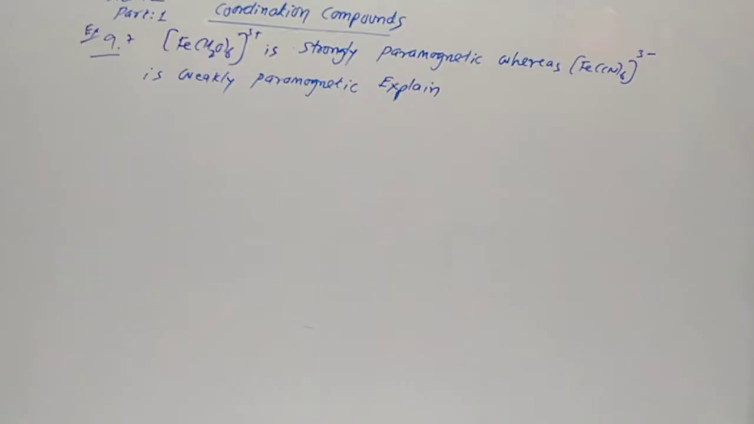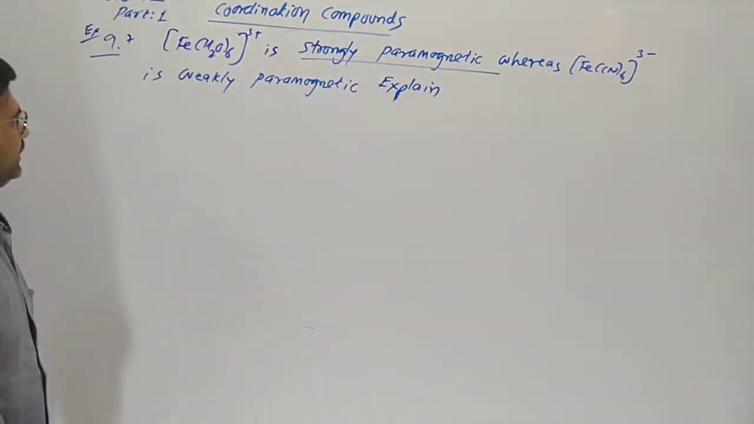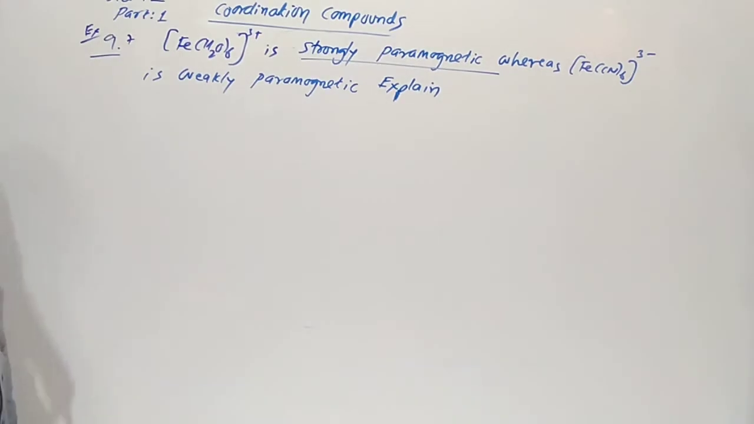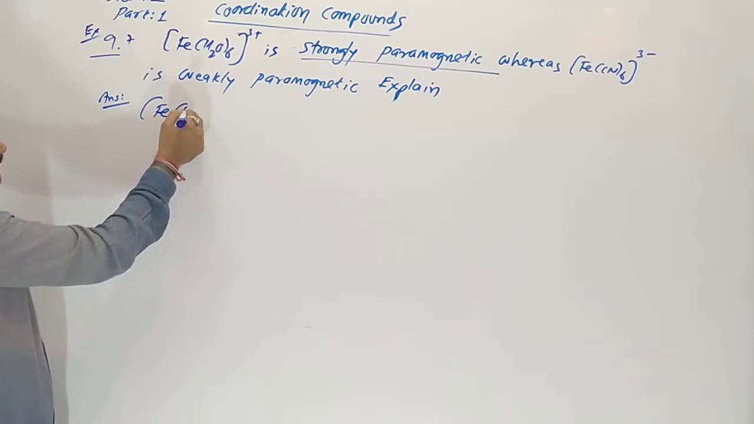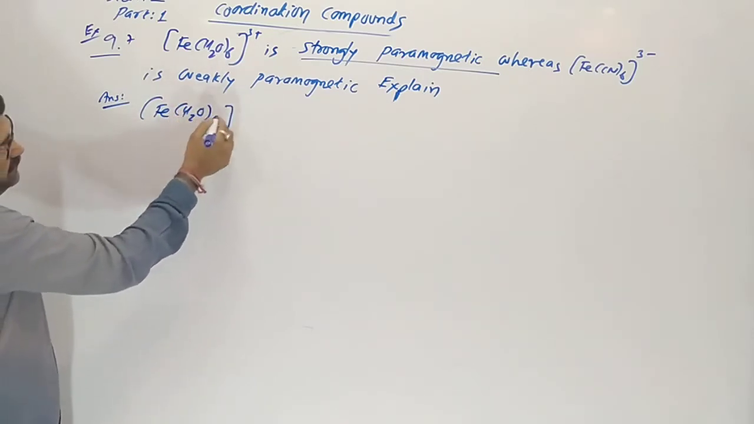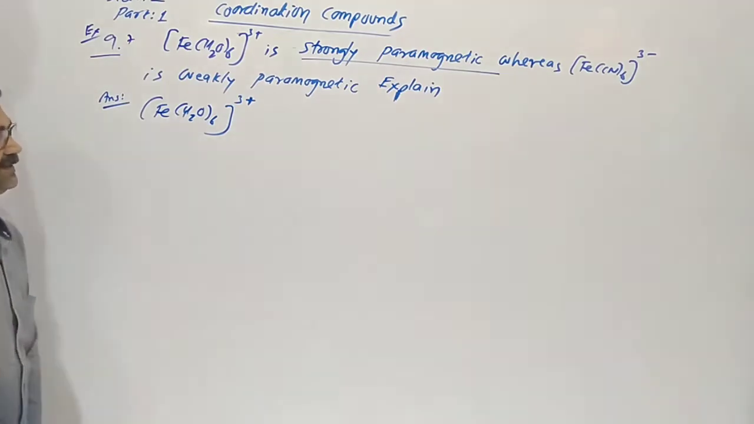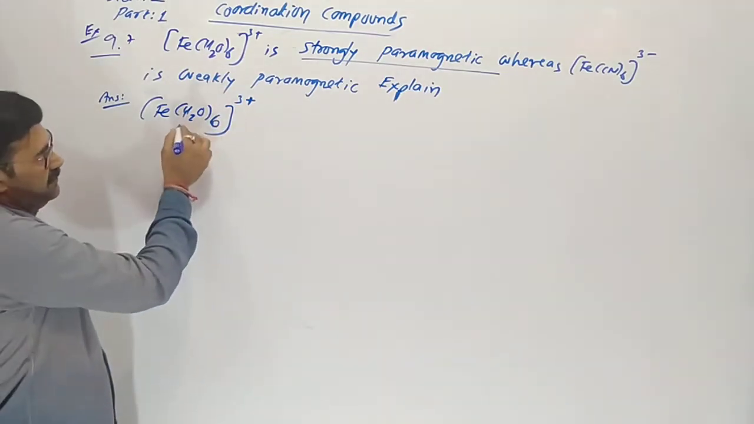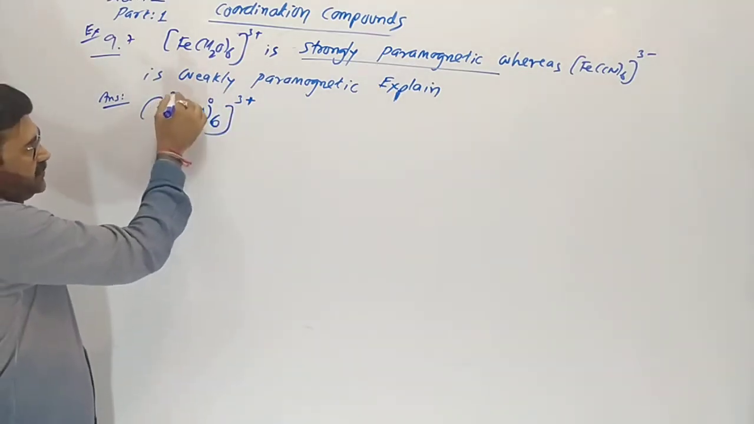Understood? Now we have the next question. [Fe(H2O)6]3+ is strongly paramagnetic, whereas [Fe(CN)6]3- is weakly paramagnetic. Explain. Now answer. In the entity, the square bracket is called the coordinate covalent entity, aqua having 0 charge, so to get +3 here it should be 3+.